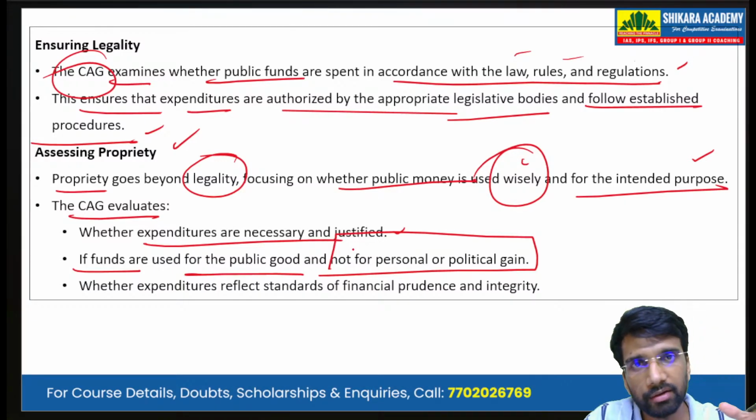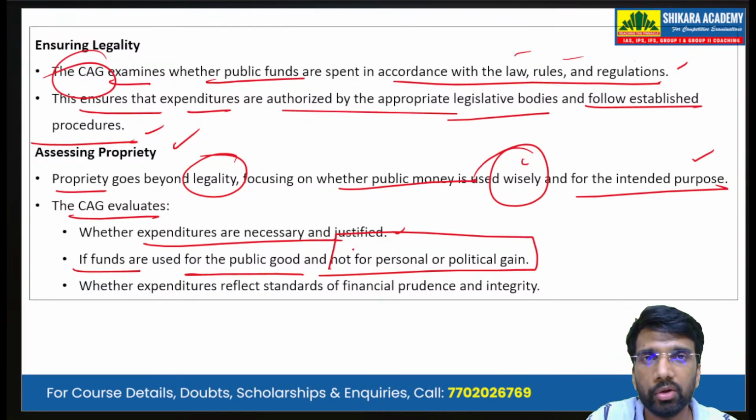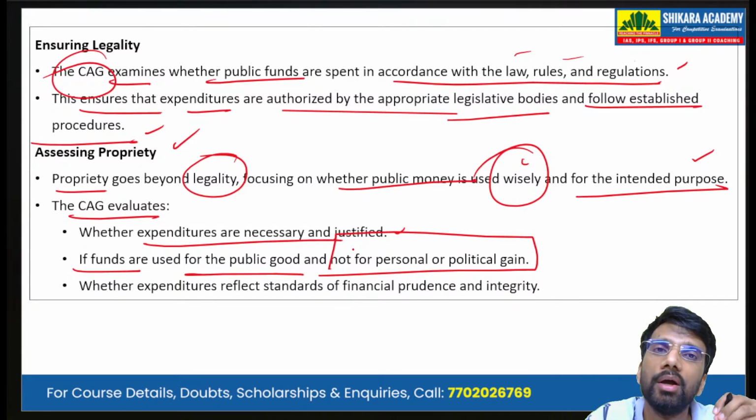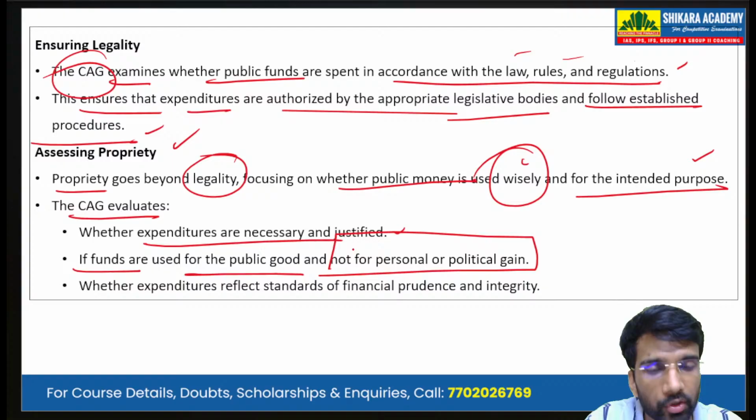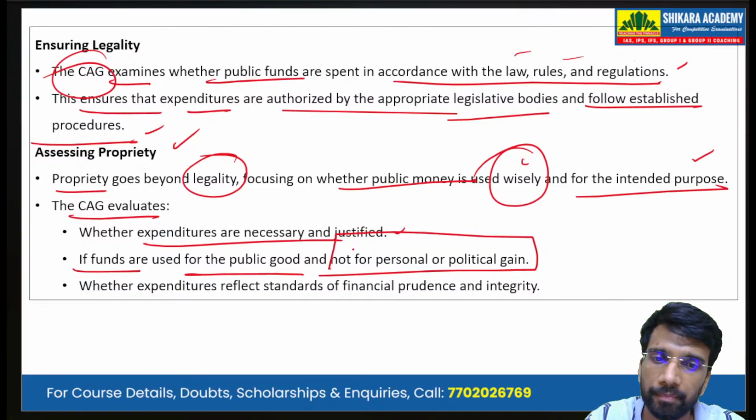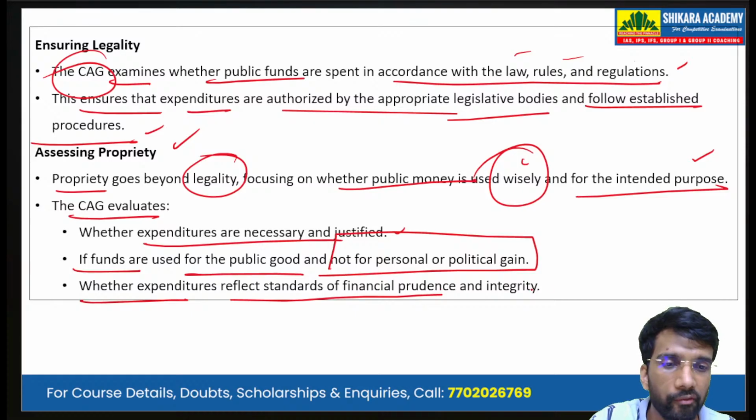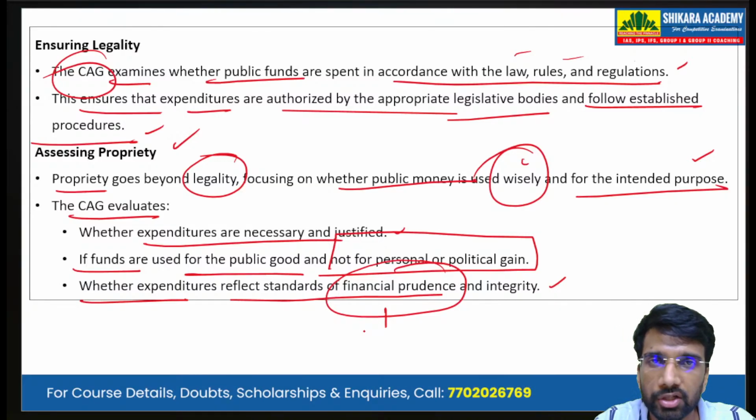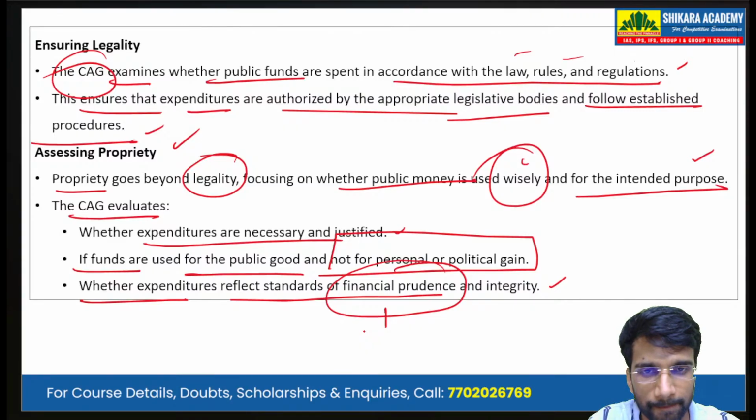The CAG also has to ensure that, okay, the expenditure is going on, but that expenditure should totally be focusing on the public good or the common good and not on the personal and political gain of a certain politician or a political party. Third, whether the expenditures reflect the standards of financial prudence and integrity. So all the projects, all the expenditures shall be following the principle of financial prudence and integrity.